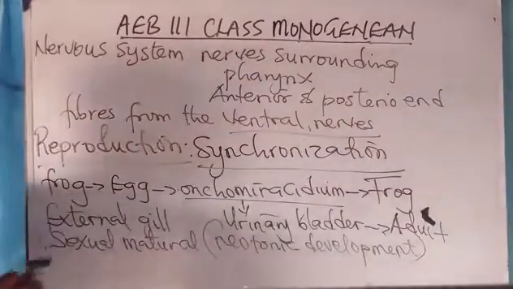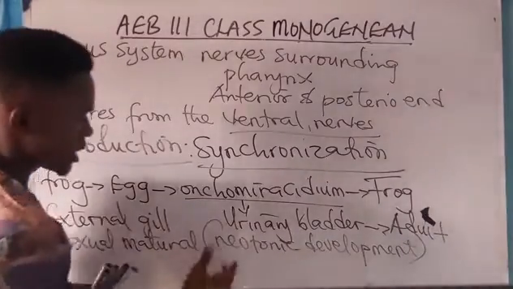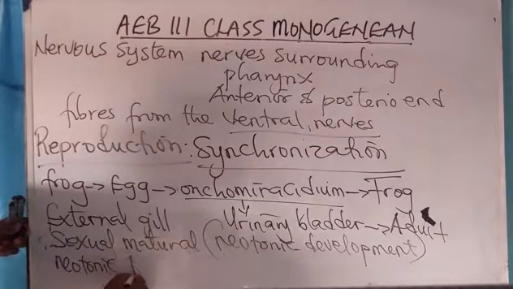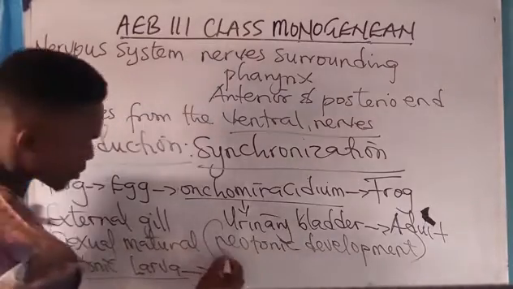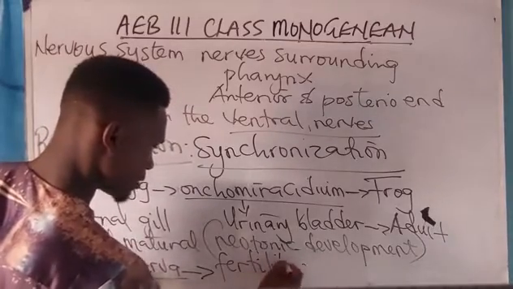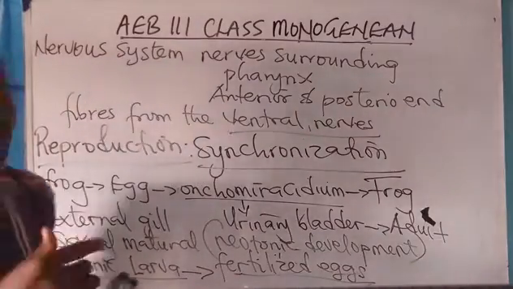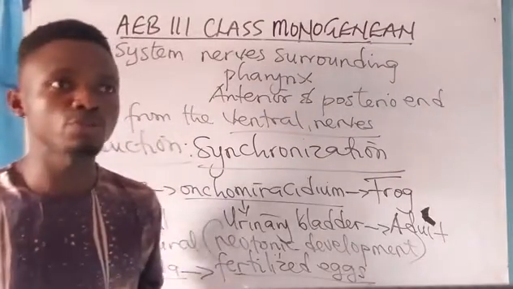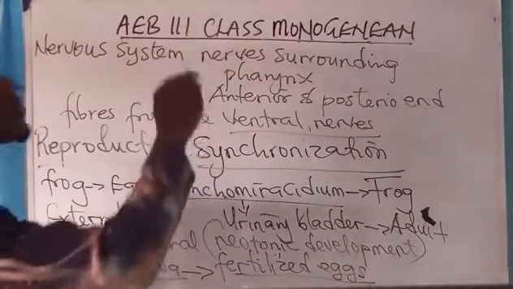Through a special type of development called what? Neotenic development. Now, this neotenic development produces what is called what? Neotenic larva. This neotenic larva has the ability to produce what? Fertilized eggs. Now, as soon as these fertilized eggs are produced, they develop again into Oncomiracidium larva, and the cycle continues again. So please, that is all for the class Monogenea.